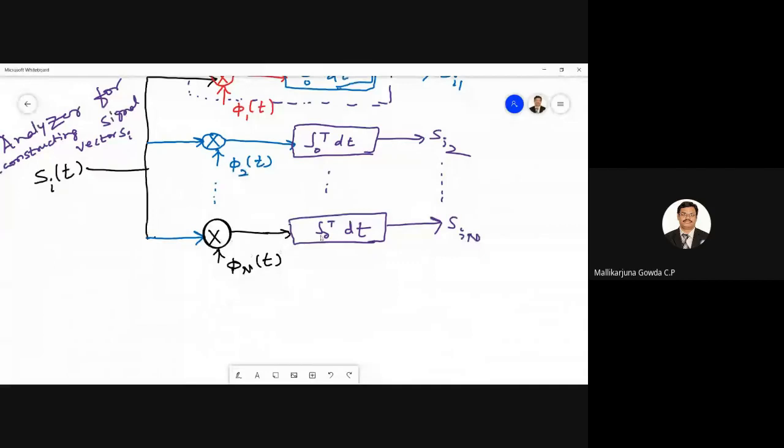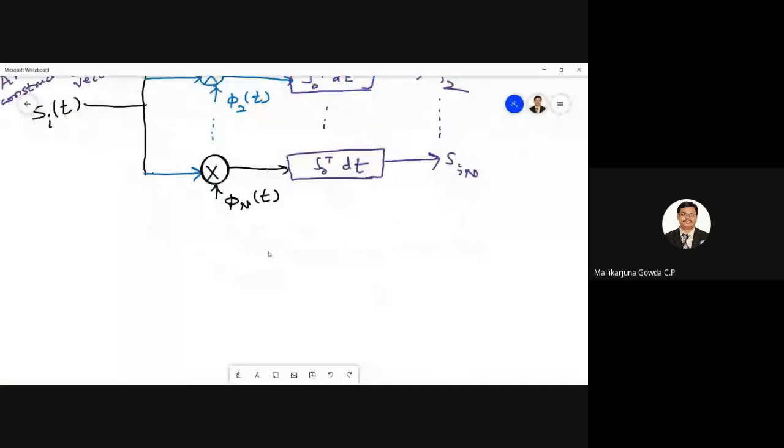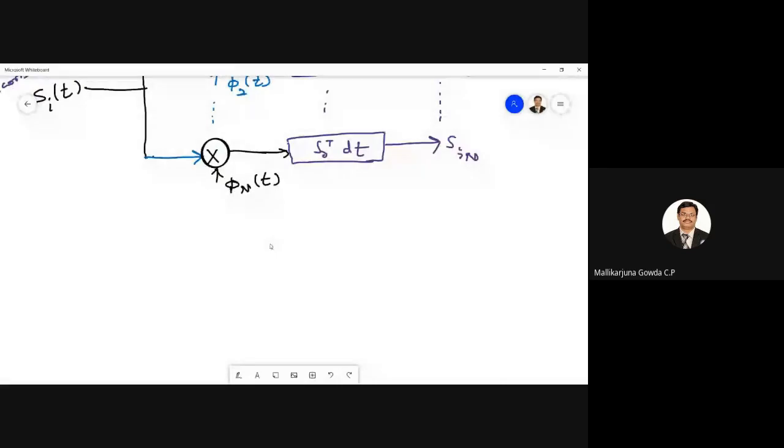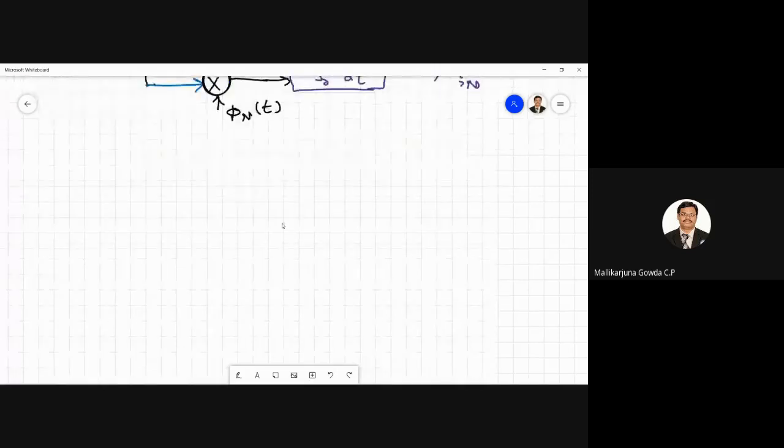That is why I am stressing this more. Again and again, I need not say. If I say correlator, in your mind it should come that a correlator has two things. One is a multiplier. For that multiplier, one input is the modulated signal and another input is a basis function, that is the carrier. Then the output of that is integrated over the symbol interval. That together is known as a correlator. Hope you will be able to say in future if I ask what a correlator is.